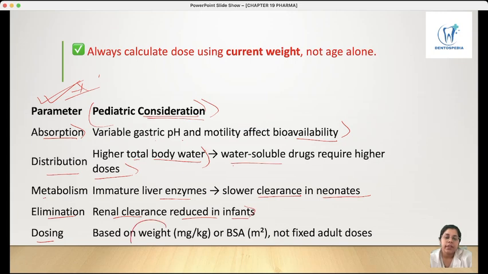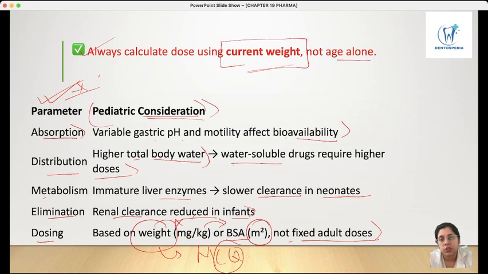Dosing based on the weight, very important. This can be your MCQs. And second criteria is body surface area, that is meter square, not a fixed adult dose. We have to calculate according to each child that will be coming to your dental office. Always calculate dose using current weight, not the age alone. This is very important. This can also be very important for clinical practice and also for your MCQs.